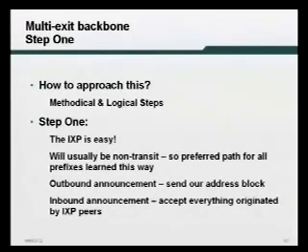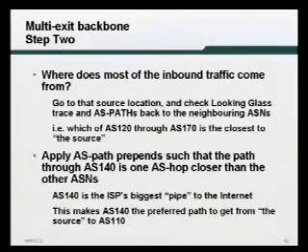For the outbound announcement, we just send our address block or the address blocks we have. Inbound announcement, we accept everything originated by the exchange point peers. Step 2, where does most of the inbound traffic come from? Well, we go to that source location and check looking glass trace and the AS paths back to the neighboring ASNs, i.e. which of AS120 through AS170 is the closest to the source.